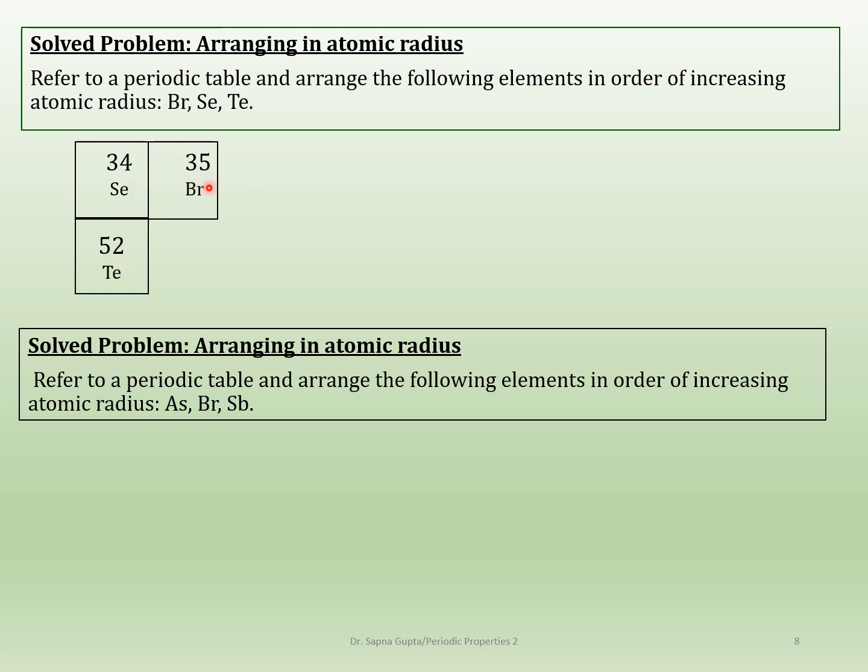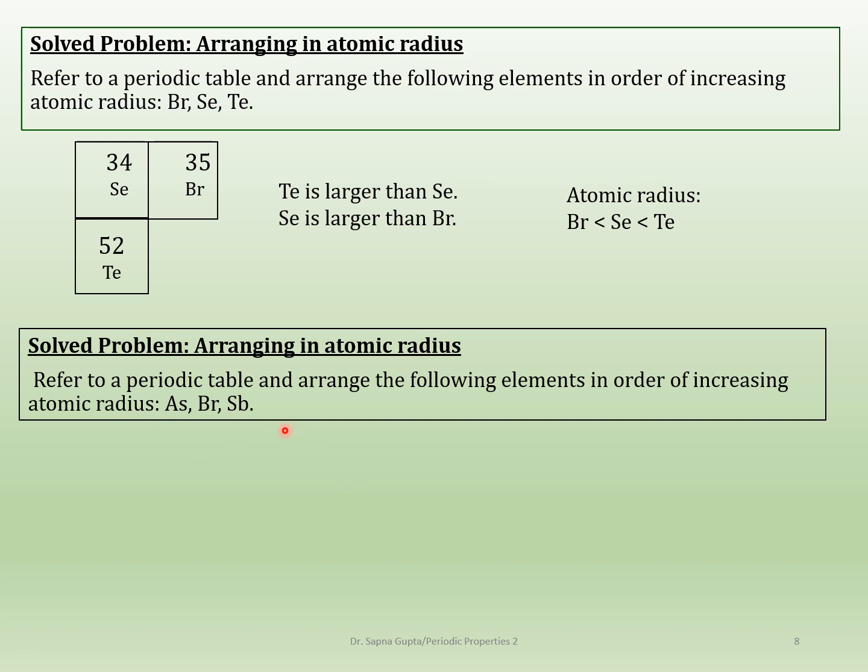So here is the trend for selenium and bromine: as you go to the right, the atomic radii is going to decrease, but as you go down the group, it's going to increase. That's really all you need to look at. So tellurium is larger than selenium, and then selenium is larger than bromine. And once you know the relationship between those, then you have your answer. Tellurium is the largest one, and bromine is going to be the smallest one.